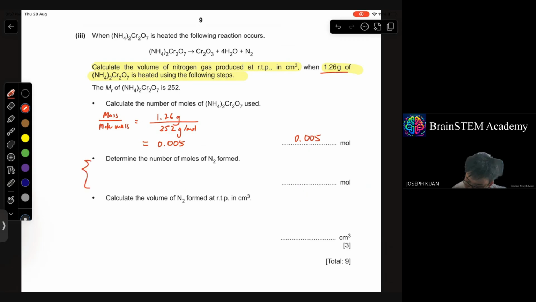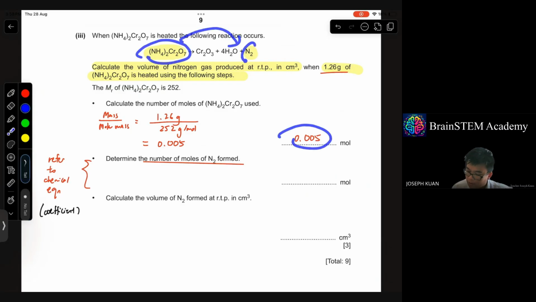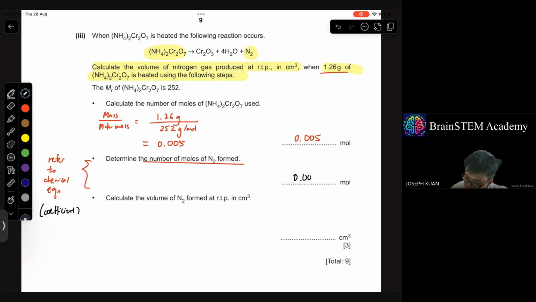Then we have to determine the number of moles of N2 formed. We have to refer to the chemical equation. Given that from the equation, this compound produces N2 in a 1:1 ratio. We read it from the coefficients. Therefore, if we take 0.005 mole of this compound, it will form the same mole of element, 0.005 mole of N2. Lastly, how do we find the volume of this chemical?